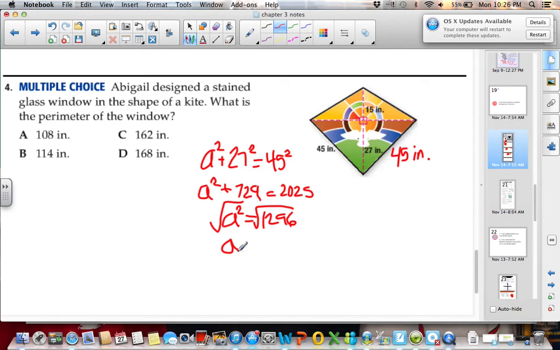So the square root of 1296 equals a very nice clean number, 36 inches. Okay, so let's label this right here. So this is 36, and then we know that this is also 36 inches.